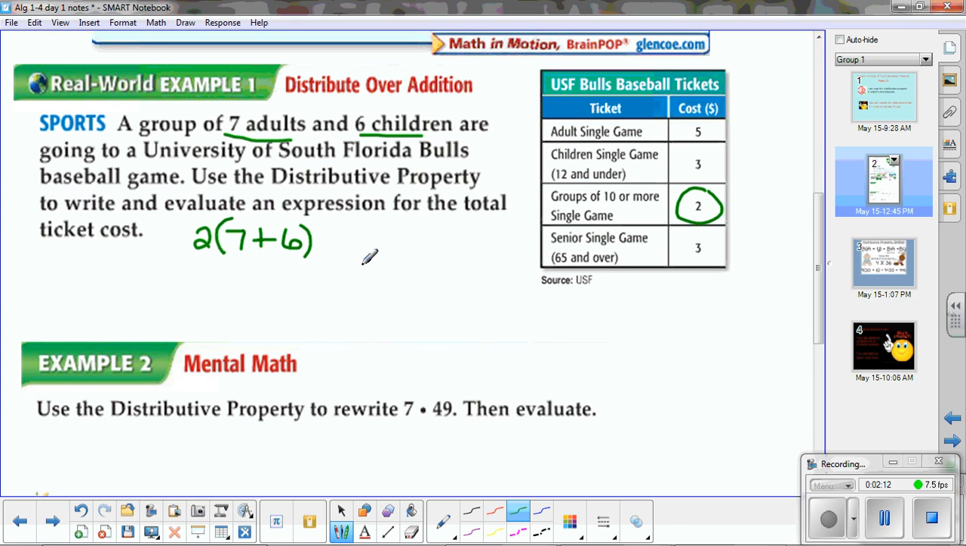So the expression I'm going to write is $2 times the quantity of 7 adults plus 6 children. Now, using the distributive property, 2 times 7 is 14, and 2 times positive 6 is 12, so it's going to be plus 12. 14 plus 12 is 26. $26.